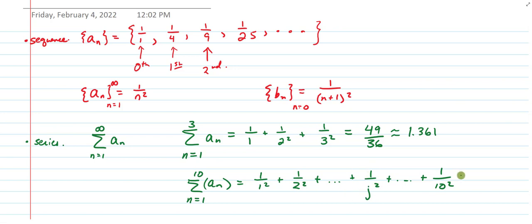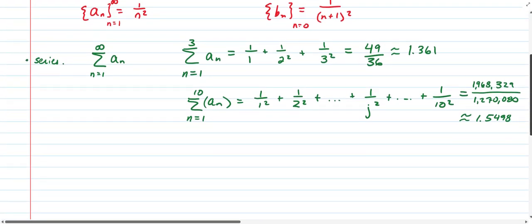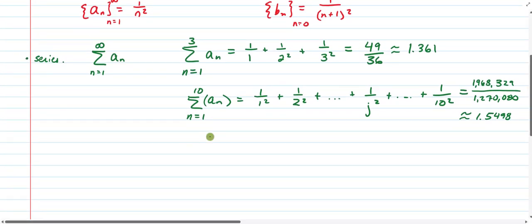And so if I ask a computer to crunch that for me, I end up with this fraction here, which has a decimal approximation of about 1.549. And we'll go a little further, 1.5498. And bear with me, because I want to do this one more time, but I'll just fill it in.